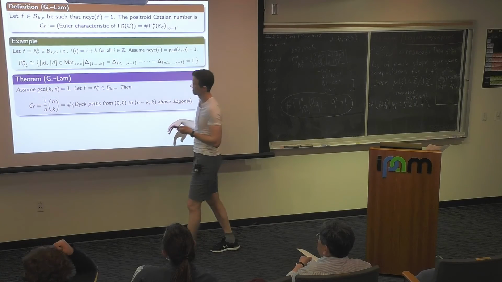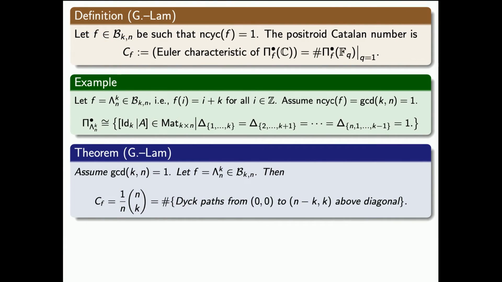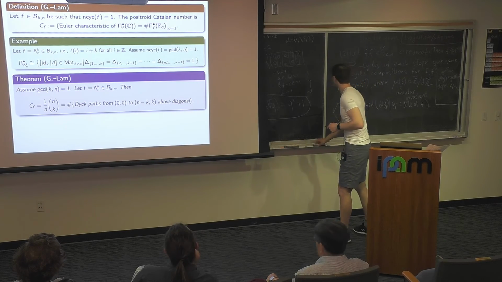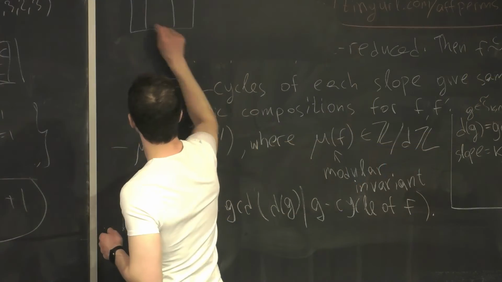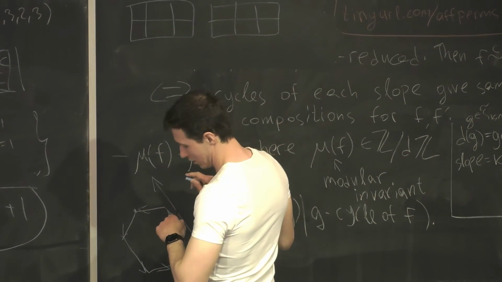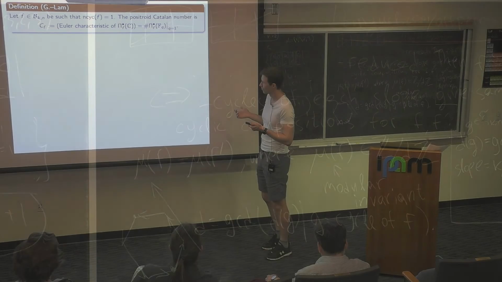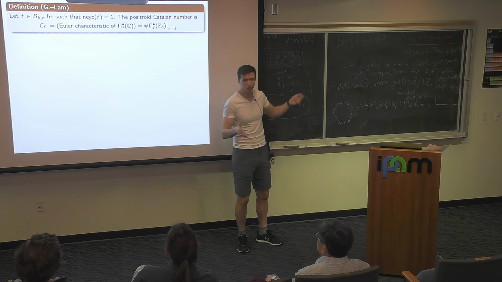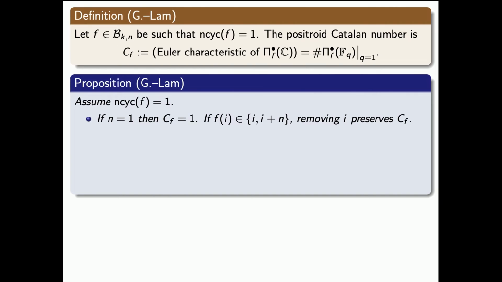So in general, the theorem is that if the GCD is 1, then the positroid Catalan number you get for this particular permutation is just the rational Catalan number. Basically you take a k by n minus k rectangle, so a 2 by 3 rectangle, and you look at Dyck paths above the diagonal. Okay, so we have this mysterious geometric number which gives Catalan numbers, and the proof is completely geometric, so it's not combinatorial. But here is a completely combinatorial recurrence for these numbers.